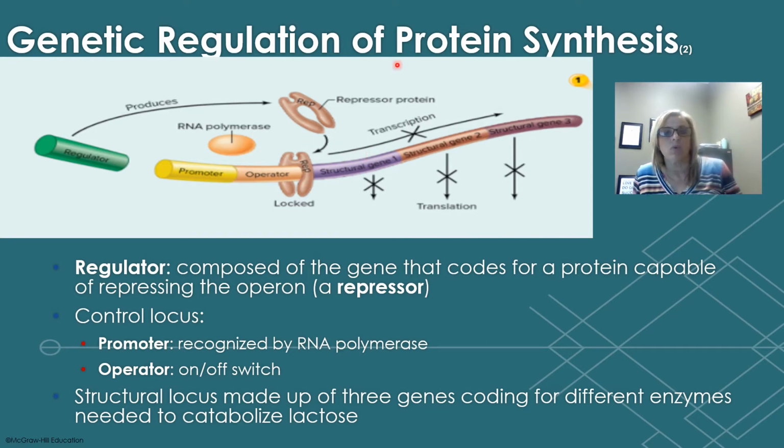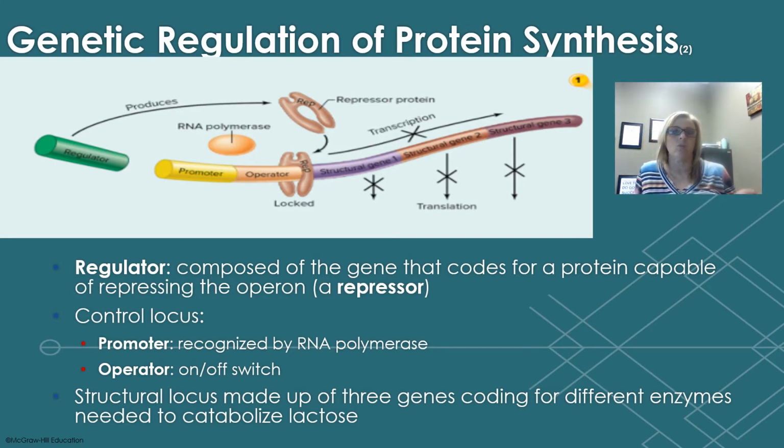The promoter, which is going to say, hey, this is where you need to start. It's going to signal the RNA polymerase where to start at. And then you have the operator, which is basically like the on and off switch. So the locus, or the area, is going to be made up of these 3 genes that code for different enzymes that are needed to catabolize, which remember that just means break down lactose sugar.